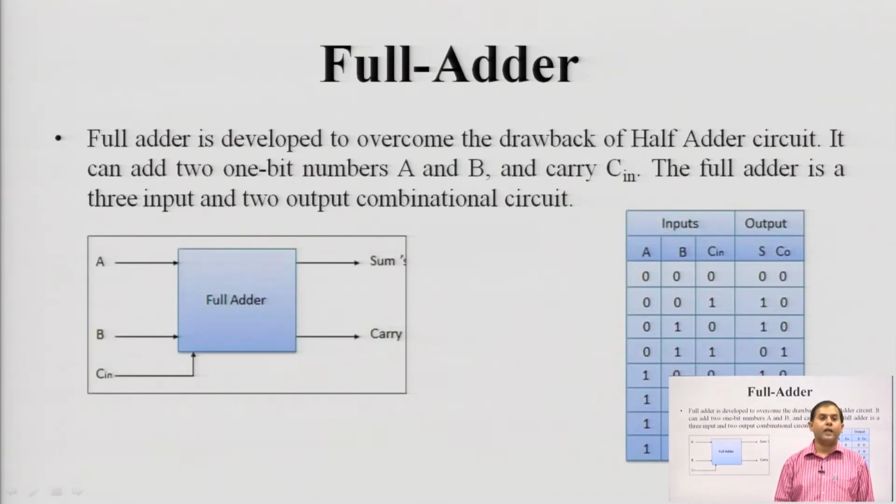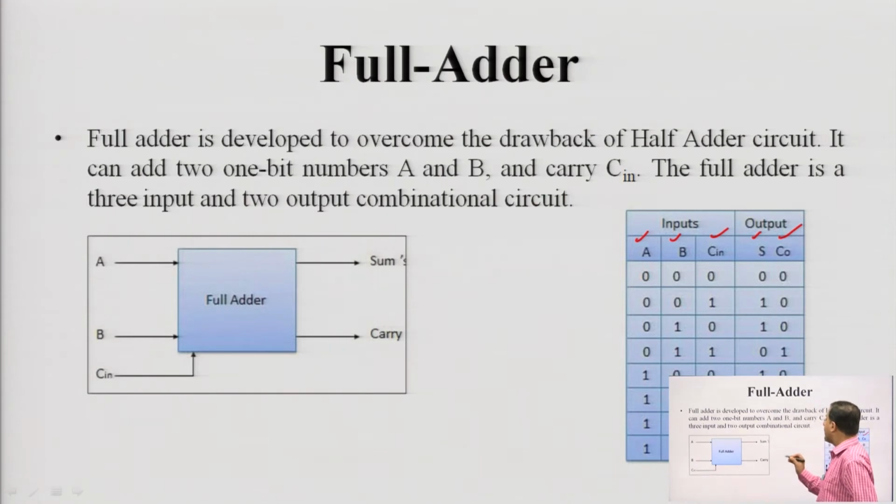Now, let us go to full adder. The same concept of half adder will be used in full adder, but here we can add 3 bits. Previously we could add only 2 bits, here we can add 3 bits. So, what is the definition of full adder? Full adder is developed to overcome the drawback of half adder circuit. It can add 2 one-bit numbers A and B and 1 carry C in. The full adder is a 3 input and 2 output combinational circuit. So here we have 3 inputs A, B and C in, and 2 outputs sum and C out.